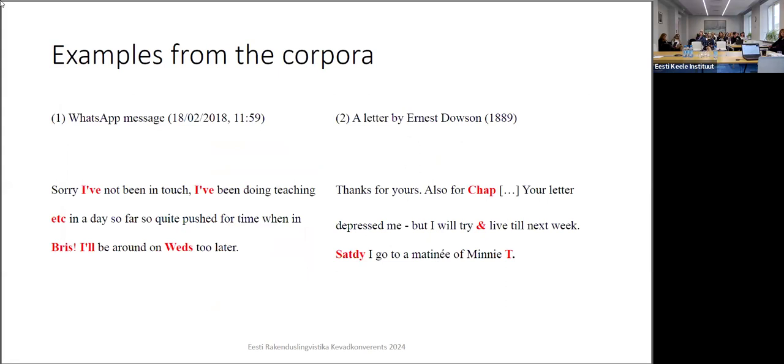So here's a WhatsApp message sent in England around February 2018. It has abbreviated things like, sorry, I've not been in touch, I've been doing teaching, etc. in a day so far, quite pushed for time when in Bristol, I'll be around on Wednesday, so abbreviating the day of the week. Then go back some 150 years, it says, thanks for yours, also for your chap, which is an abbreviation for chapter. Your letter depressed me, but I will try and live till next week. So the at mark instead of end. Then, like in both of them, they abbreviate the day of the week, so Wednesday, Saturday, I go to matinee of mini. So abbreviating the surname.